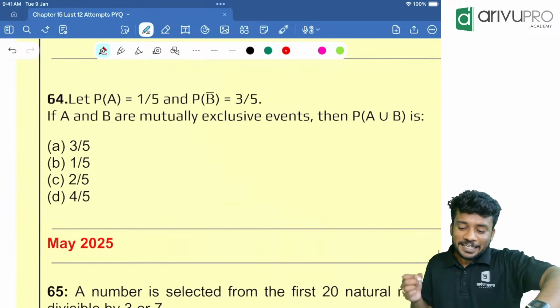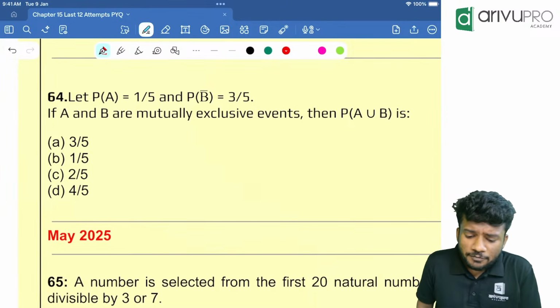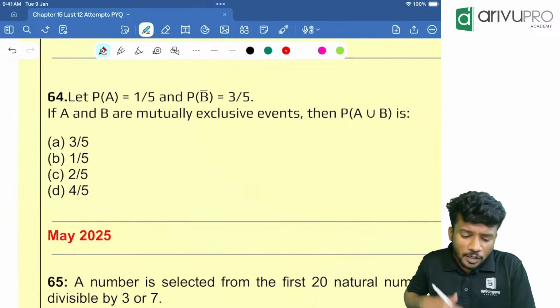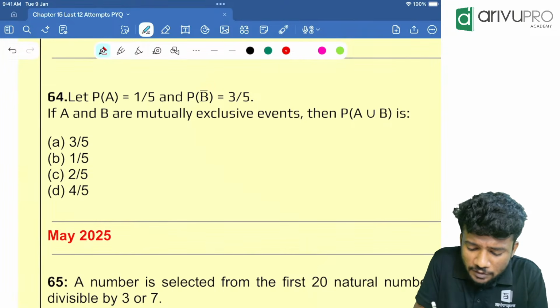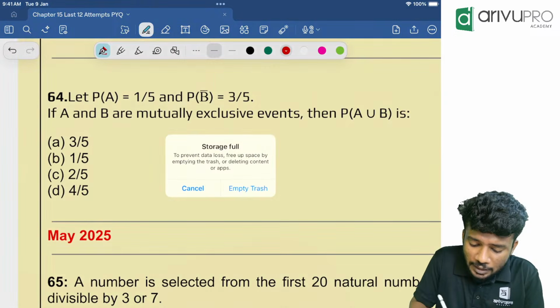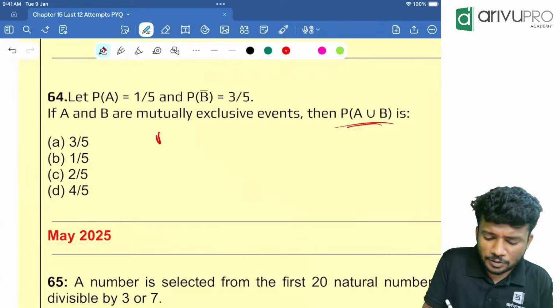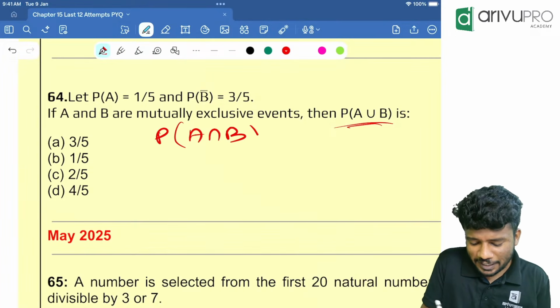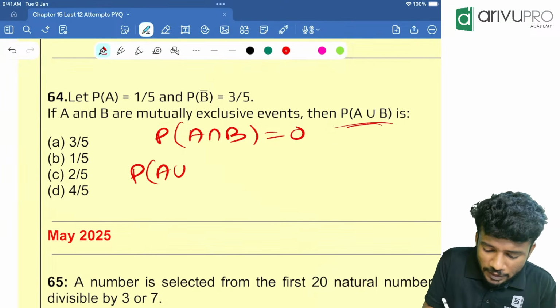Okay, fine. Next one. Let P of A be equal to 1 by 5. P of B complement is equal to 3 by 5. If A and B are mutually exclusive events, then P of A union B is how much is the question. Mutually exclusive, very easy, right? P of A intersection B is equal to what? 0.